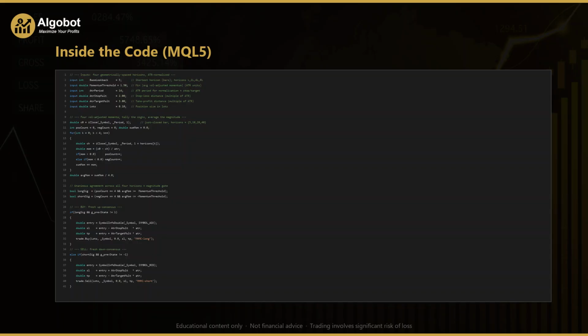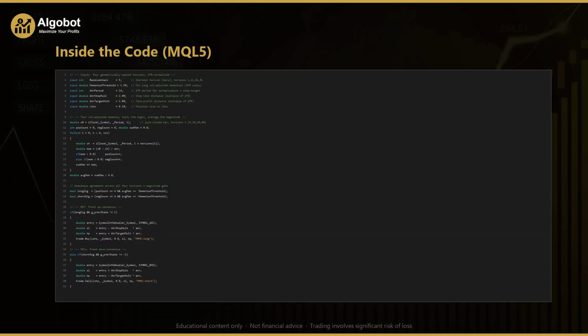Look at the buy block. When the long condition is satisfied and the state wasn't already long, it reads the ask price, places the stop 2 ATR below, the target 3 ATR above, and calls trade.buy. The sell block does the reverse. It reads the bid, sets the stop 2 ATR above, the target 3 ATR below, and calls trade.sell.